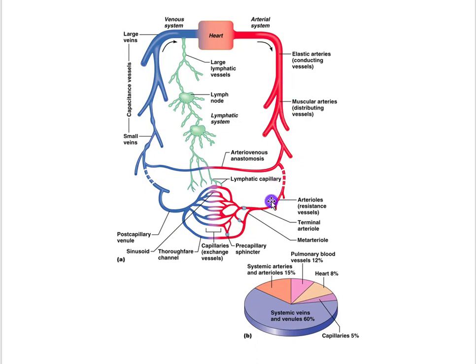Arteries into arterioles, into metarterioles, into capillaries, into venules, then into veins, which goes back to vena cava, back to the heart. So when we look at distribution of blood at any given point in time, if you were to take a snapshot, then this is showing you the snapshot of where your blood is right now. So most of your blood, 60% here, is contained within systemic veins and venules. So most of your blood here is in the venous system.